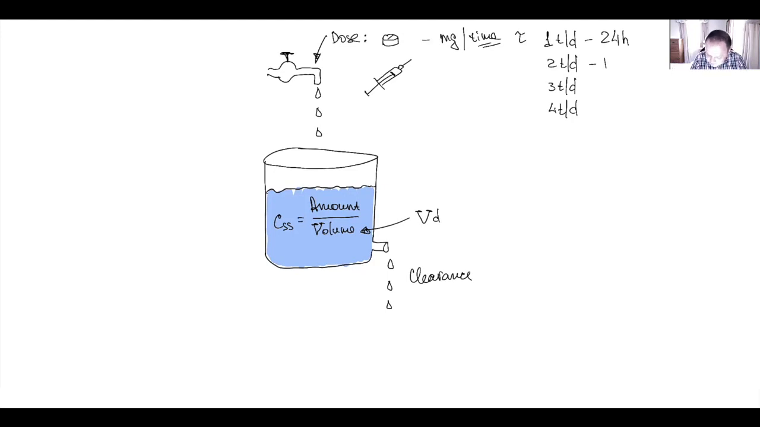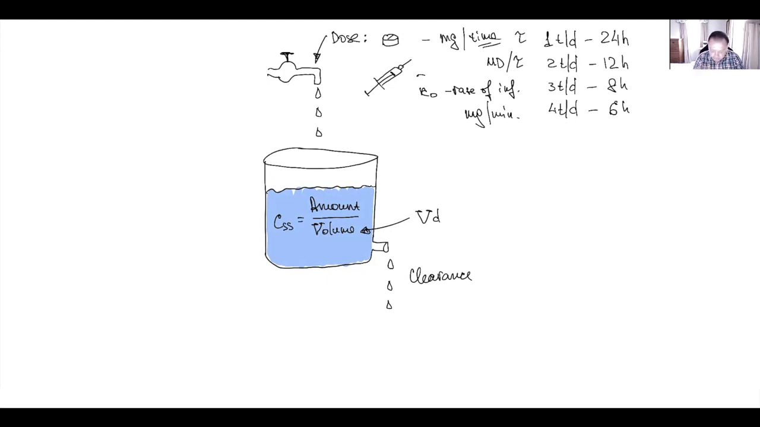2 times daily, the dosing interval is 12 hours, 3 times daily, 8 hours, and 4 times daily, 6 hours. So here we have the maintenance dose. You have these milligrams, maintenance dose over tau, over the dosing interval. For continuous infusion, we have K0, and this K0 is the rate of infusion, milligrams per minute, let's say.